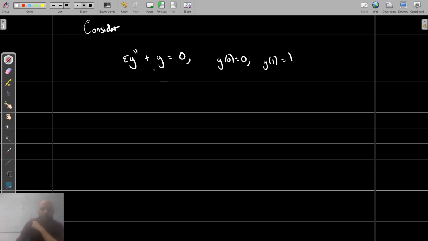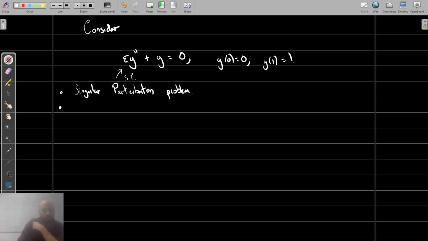Okay, so let's try and think about this problem. To start off with, I noticed that epsilon is multiplied by my highest derivative. So I see here I've got an epsilon in my highest derivative. This makes me think it's a singular perturbation problem, and that makes me think, okay, I've got to use boundary layer theory. So we'll just say it's a singular perturbation problem. I quite like white on black, it's quite nice, isn't it?